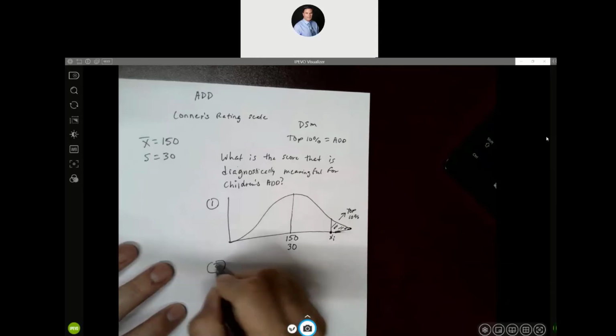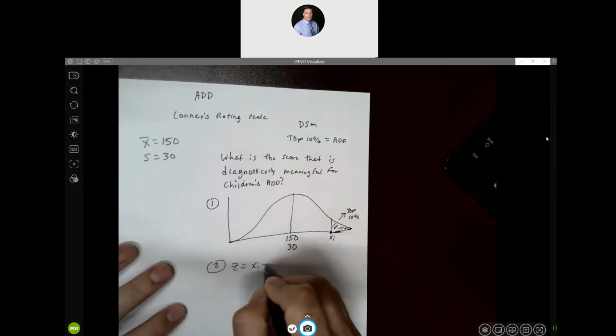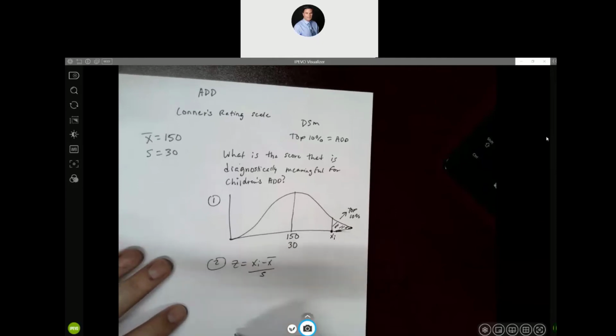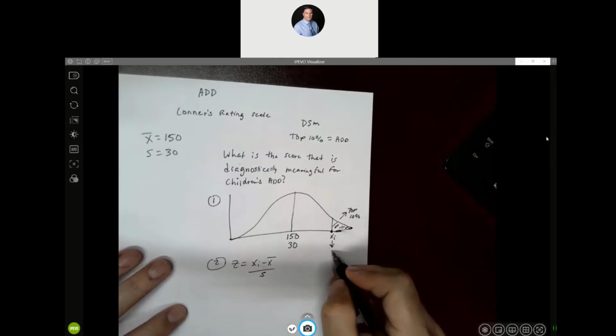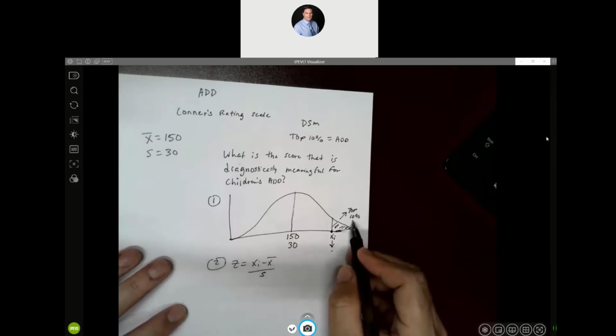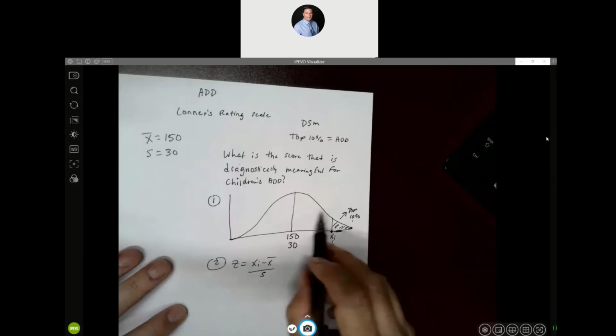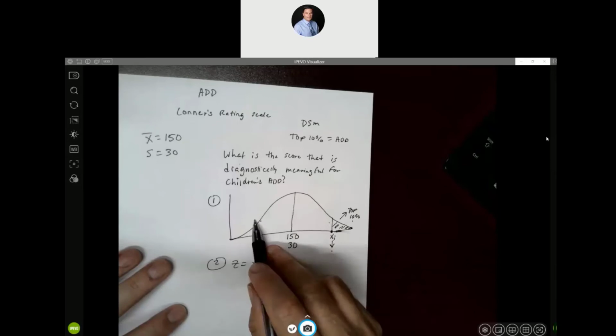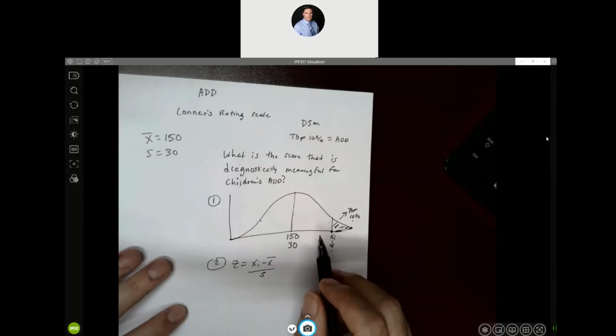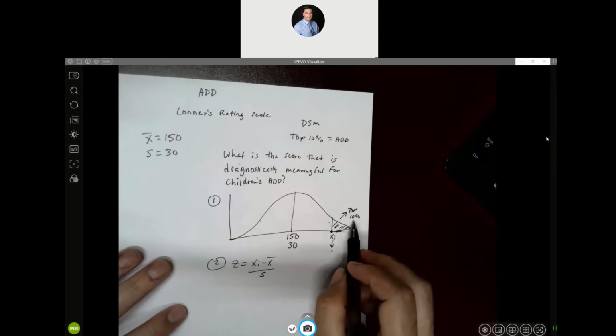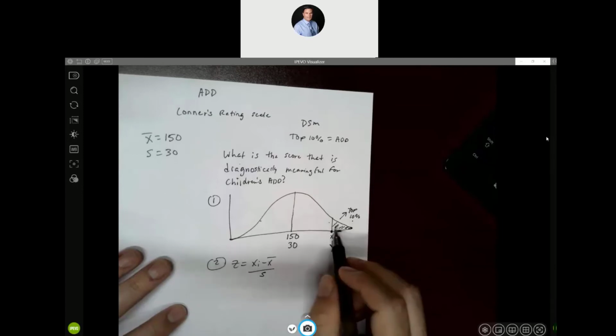Well, that's easy to find. Z is going to be equal to X sub I minus X bar over the standard deviation. I can find out what a Z score is for an X sub I when the small portion is 10%. Another way of saying that is when the larger portion is 90% or the mean to Z is 40%. So the Z score that corresponds with a small portion of 0.10, a mean to Z of 0.40, or a large portion of 0.90, that Z score is 1.28.